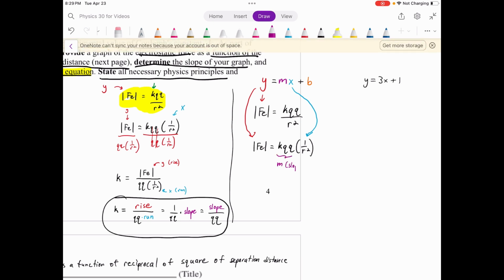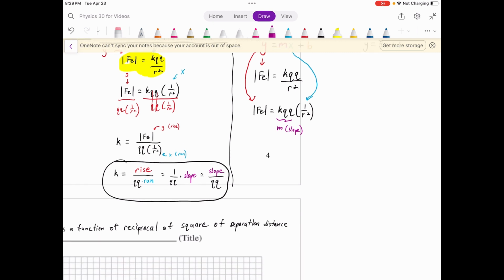Don't confuse it with mass. We're just using the math symbol m to mean slope, right? So think about what that means. We want to find k, and now we know that kqq is our slope. And therefore, what's k? k will be the slope divided by the charges multiplied together. And look at that. We get the same result as doing it the other way.